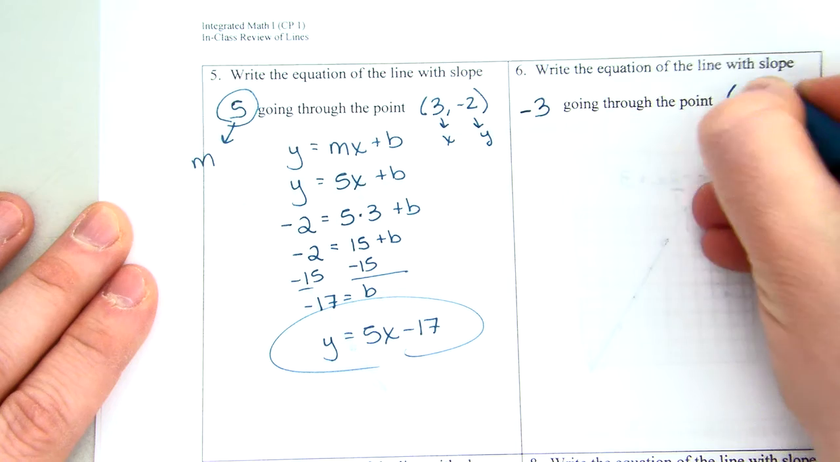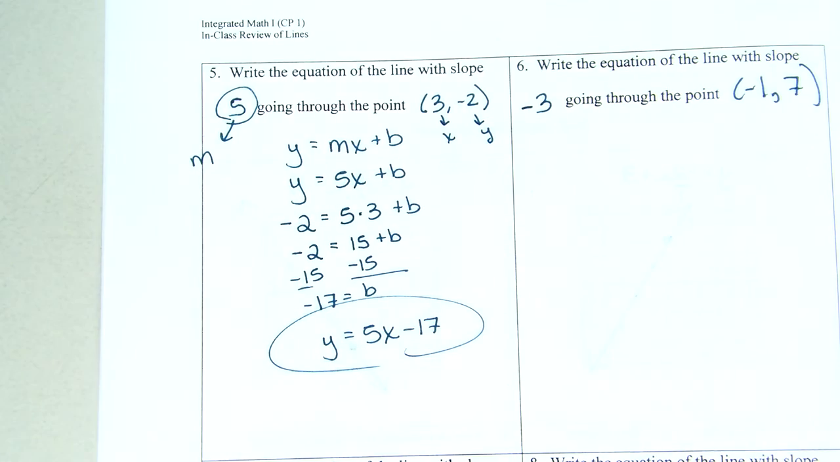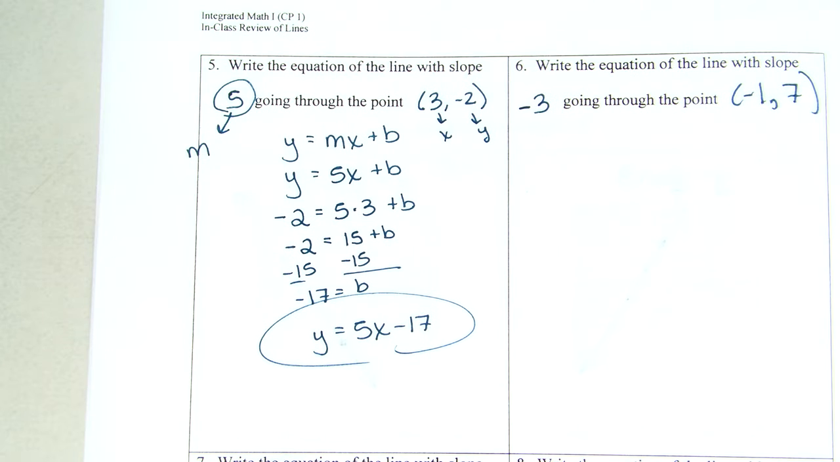I want you trying number 6. I want the equation of a line with a slope of negative 3 going through negative 1, 7, and use 5 as your model.